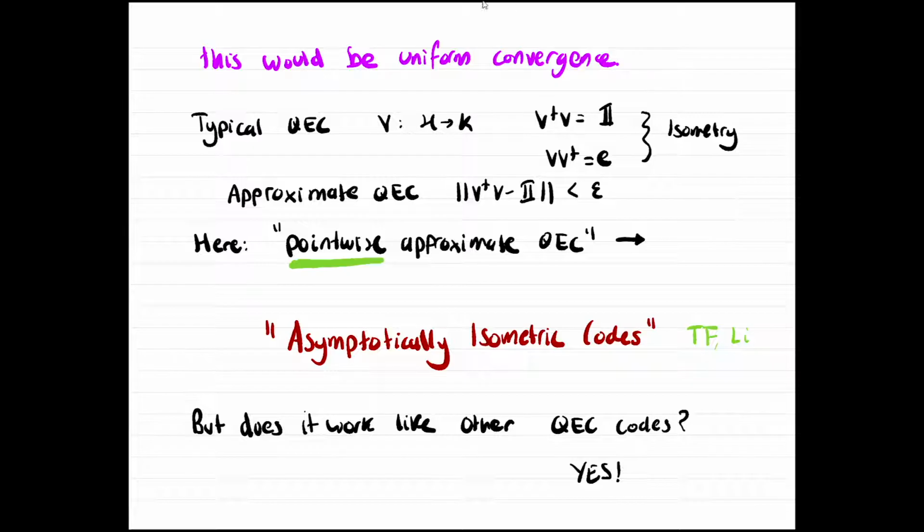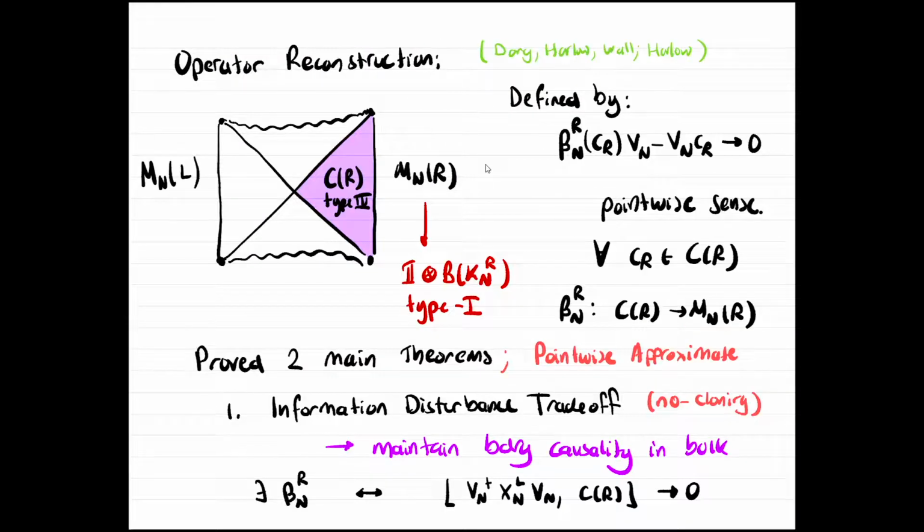And so we gave this a name. We called it an asymptotically isometric code. But that leaves open the question, does it really work like usual quantum error correction? And the answer is yes. You can do all the things that you usually do in quantum error correction. It's just a lot more involved to prove that you can do that.